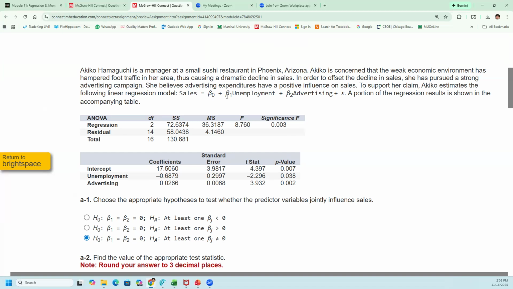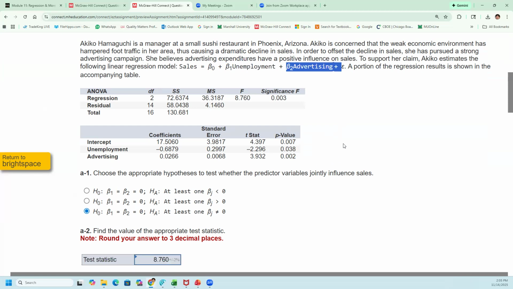Sales is dependent upon the unemployment, that is, whether people have money or not, and then the advertising expense. You have the data, ran the regression. Now, the question is to choose an appropriate hypothesis to test whether the predictor variables jointly influence the sales. The two predictor variables are unemployment, with coefficient B1, and advertising, B2. So the null hypothesis is B1 equals B2 equals 0, and the alternative is that any Bj is not equal to 0.